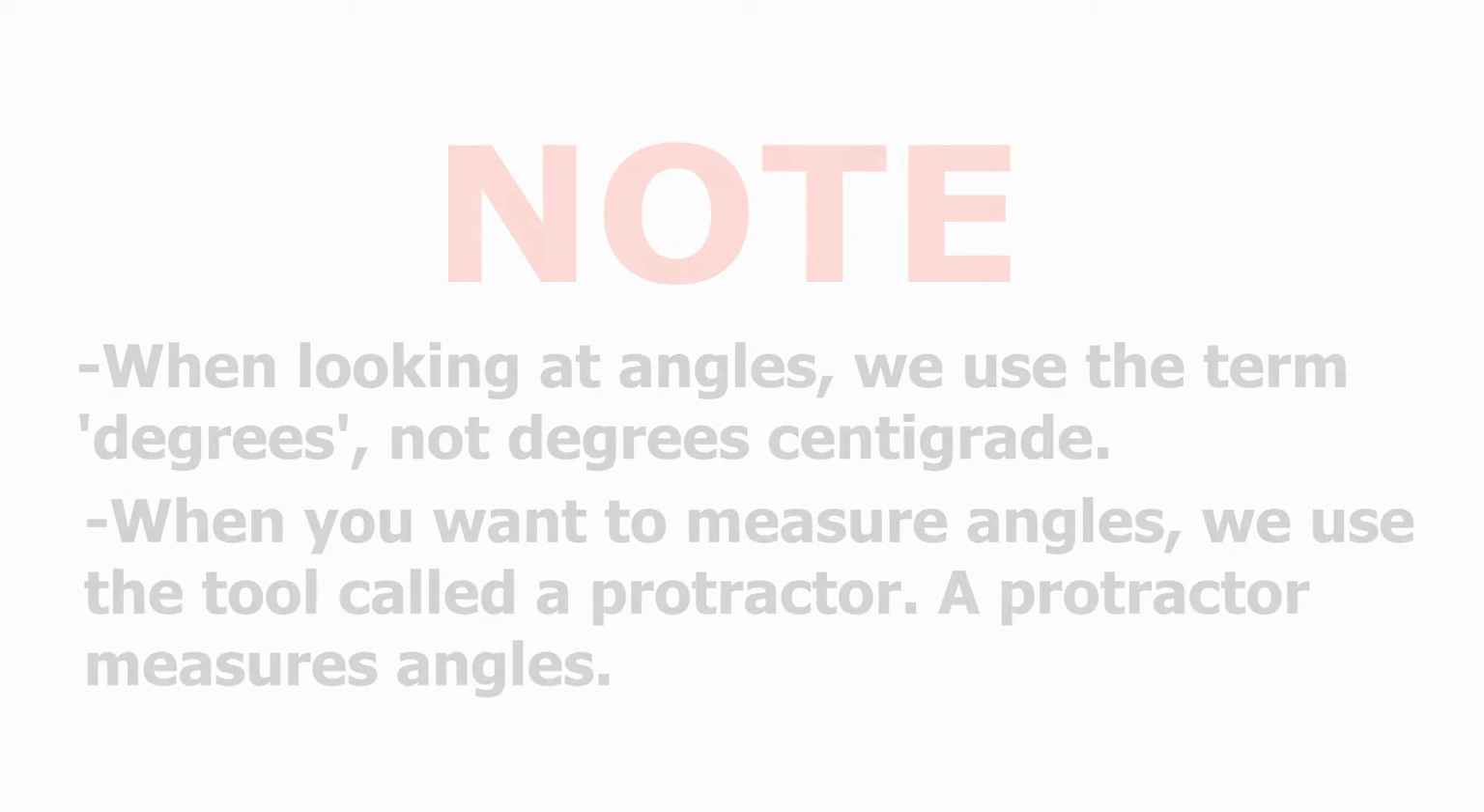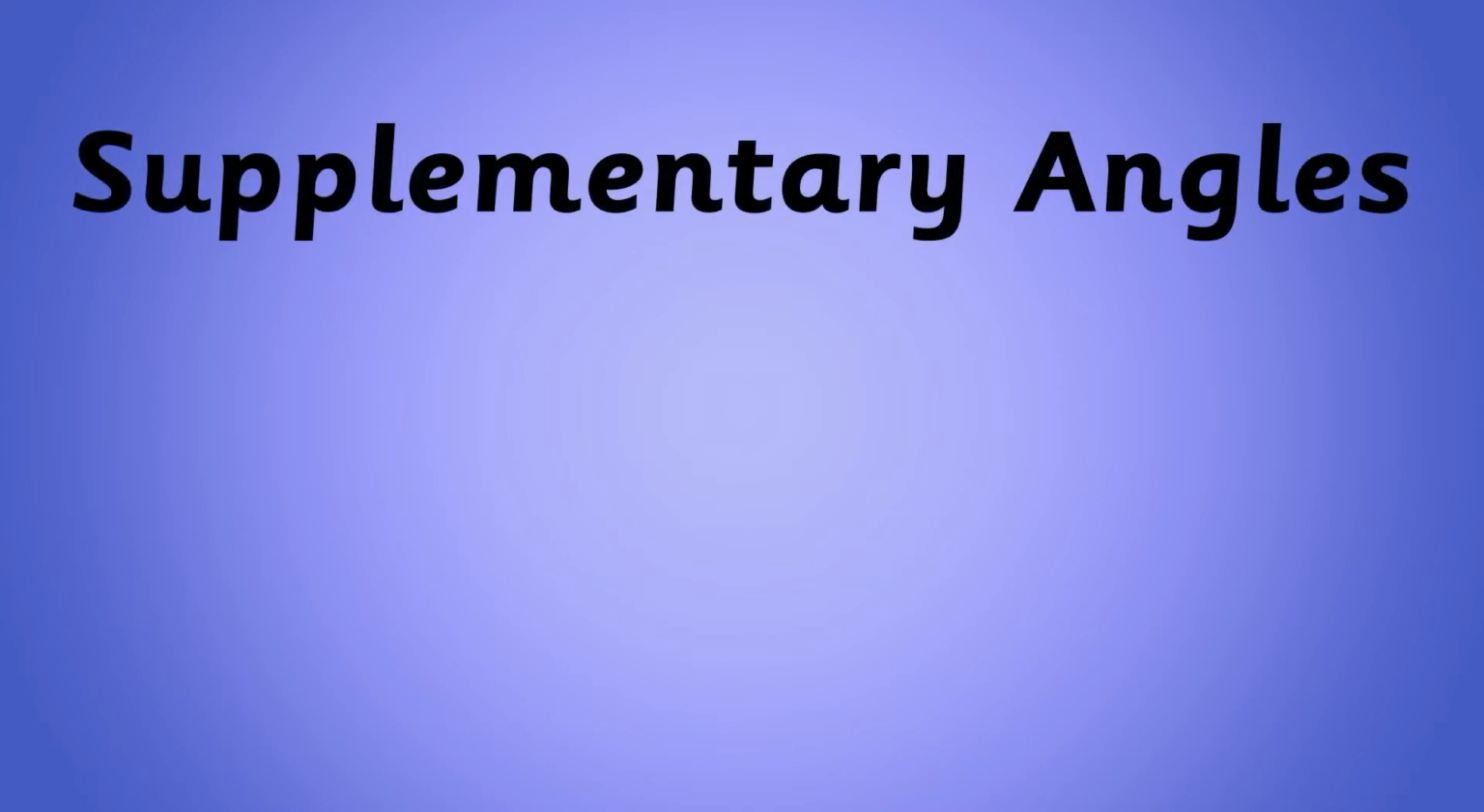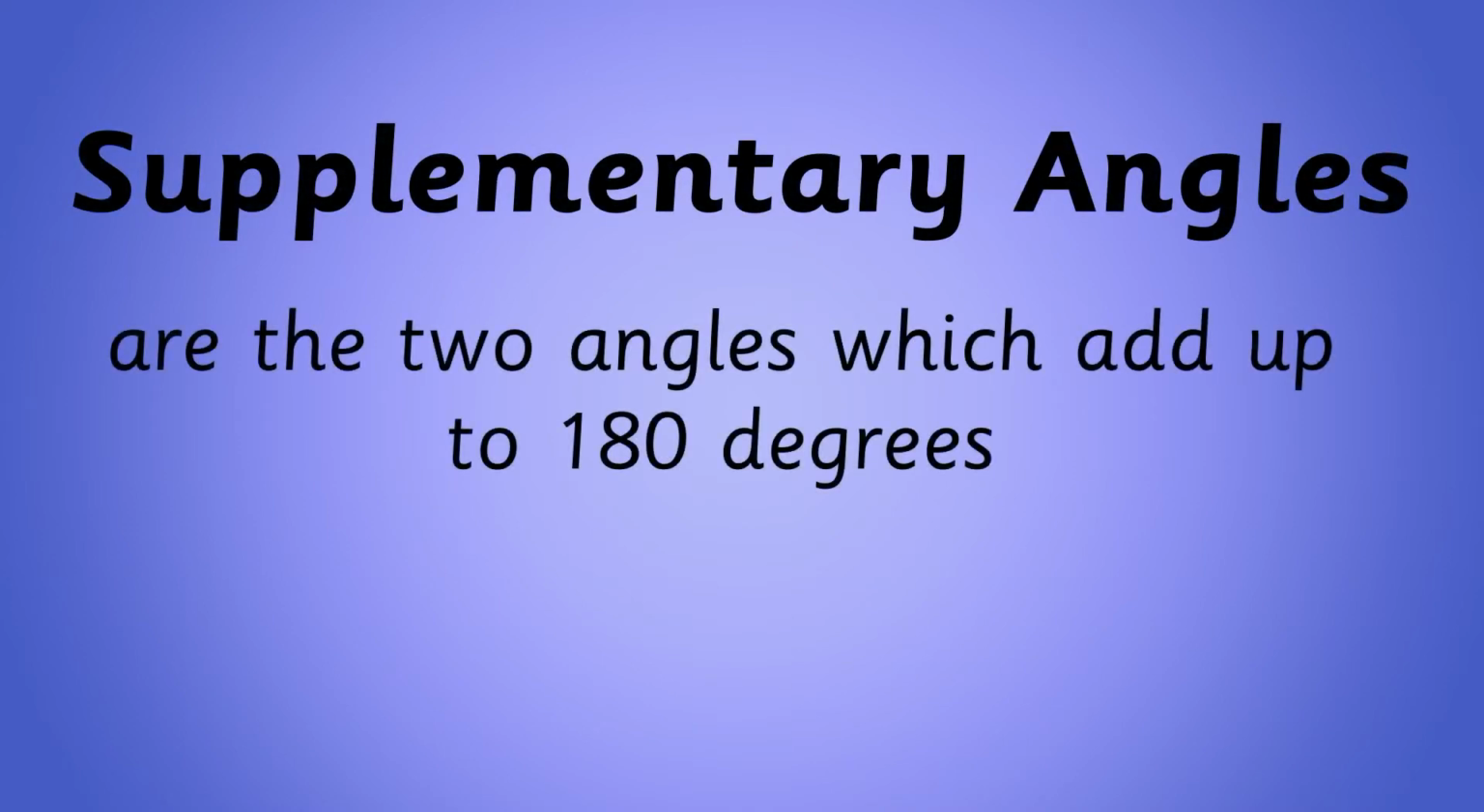Now, what are supplementary angles? Supplementary angles are the 2 angles that when you add them together, they give you 180 degrees. So simply, 2 angles are called supplementary angles when their measures add up to 180 degrees.